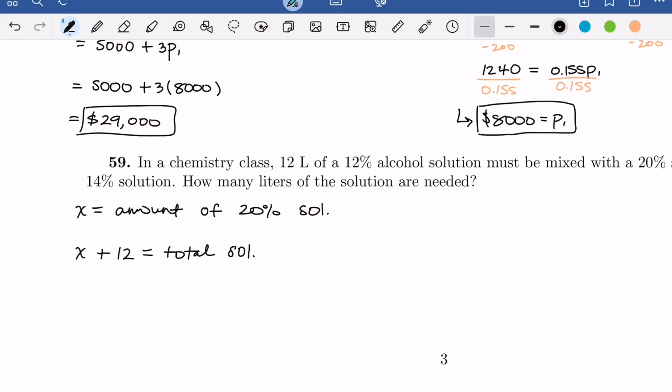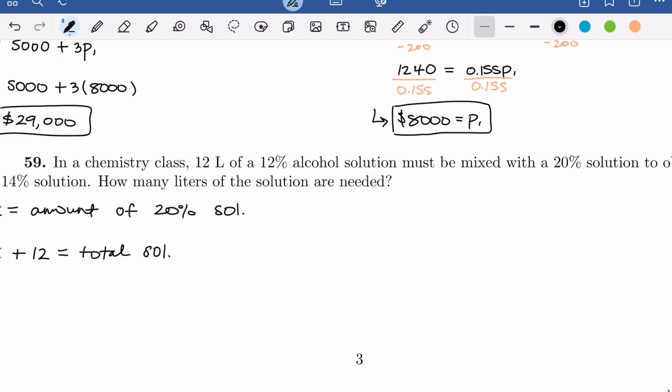So with this information, let's create an equation. We know that we're going to take 12 liters of our 12% alcohol solution, converting that to a decimal, we're going to get 0.12, and we're going to add X amount of our 20% solution, which is going to give us 0.2. Now, this is going to give us our total amount, so the X plus the 12 liters of our 14% solution. Okay. So with this information, let's start to simplify this.